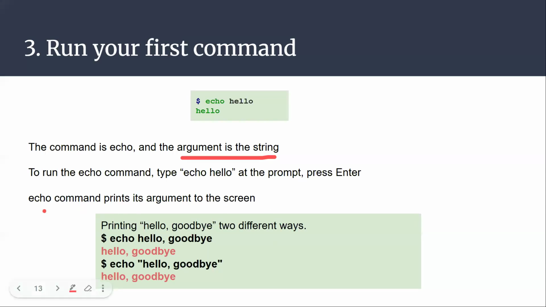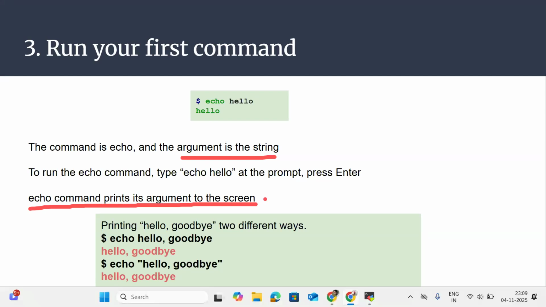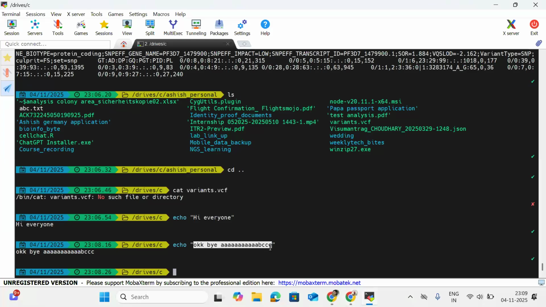So that is what exactly the command is doing. The echo command is going to print whatever you write in the argument section on the screen that we are seeing. So in this case, whatever I write, I can see on the screen.